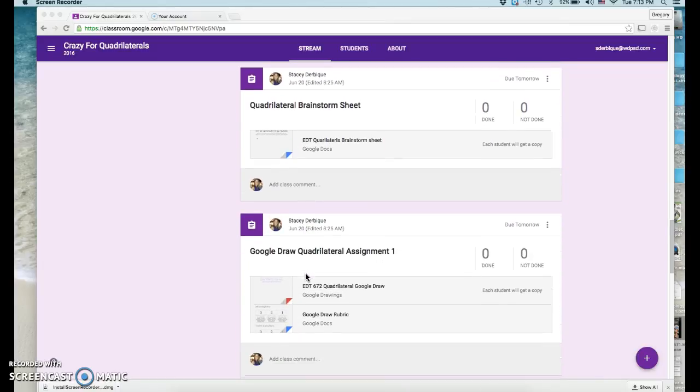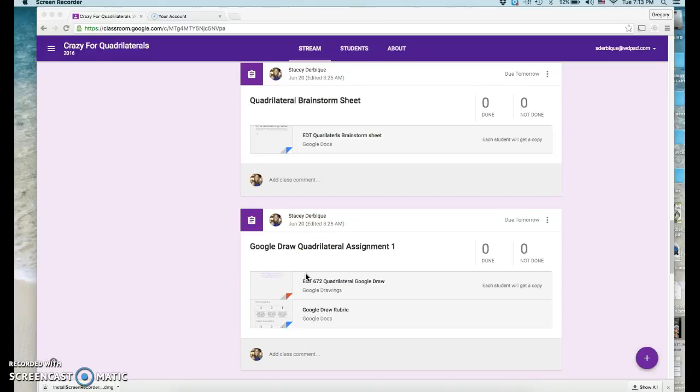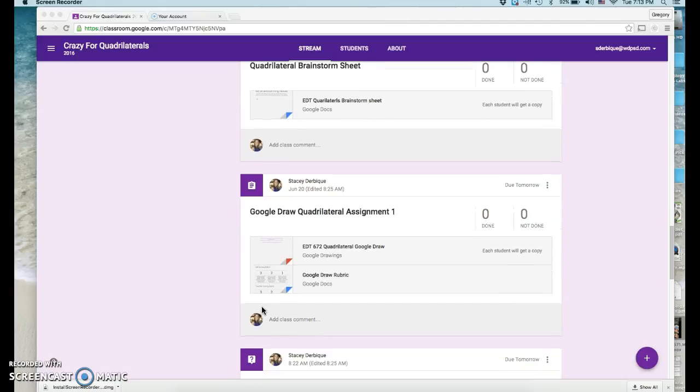From there, they will once again have another Google Draw assignment where they will be asked to draw the different types of quadrilaterals, and they will know what's expected of them from the Google Draw rubric. Both Google Draw assignments will be shown how to do in the classroom, just because this is their first time they'll ever be using Google Draw.